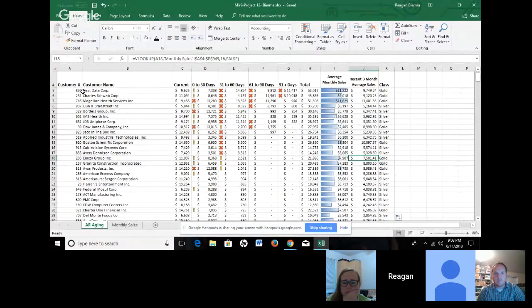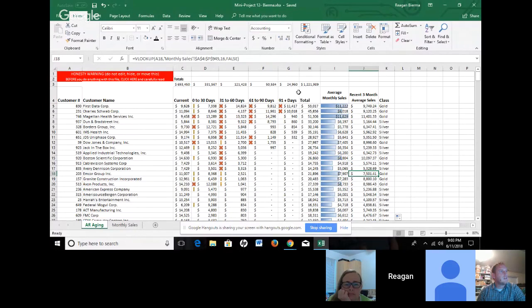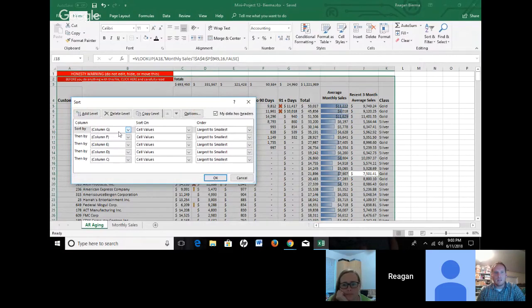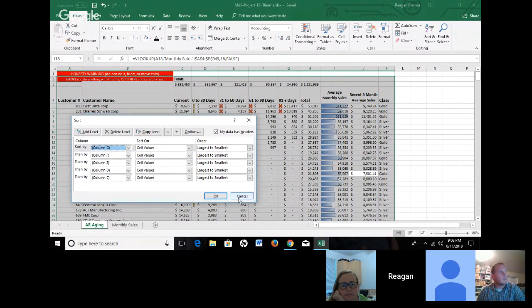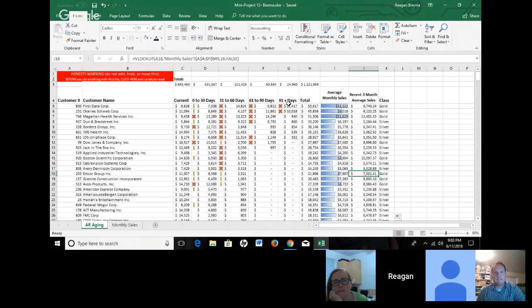So I think the first thing we were supposed to do is sort. So I started sorting by the 91 days plus, and I just did the sort, custom sort, and then by column now. So I just did it by 91 day plus, and then the 61 to 90 day. I don't know if you guys have already gotten that far. I've already done that.